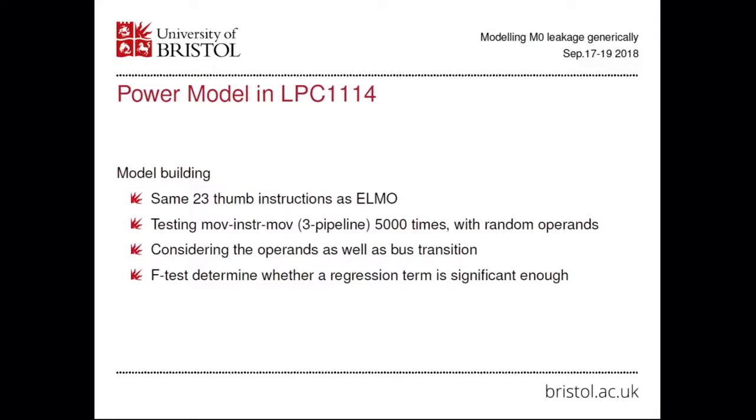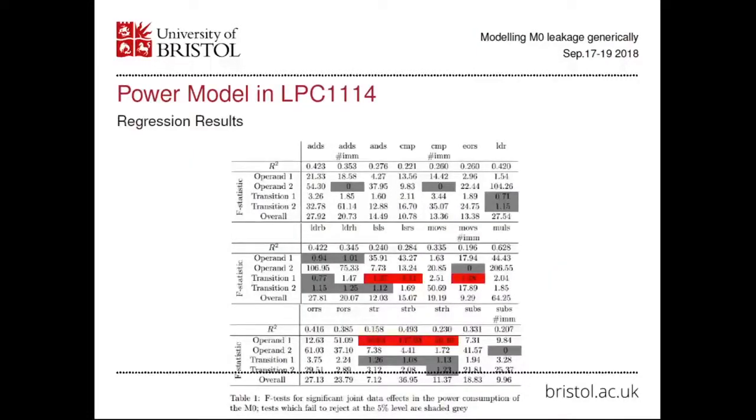So the first thing I did is replicate what we did in our previous experiments in ELMO. So we tested 23 basic ARM instructions, with the move instruction and move triplets, with all the operands using random numbers. In our leakage analysis, we consider both the operand and the bus transition, which is much more accurate than the generic assumption like the Hamming weight or Hamming distance model. And our regression result is as this. Here, all the gray boxes stand for factors that don't really matter in the leakage. And what you need to look at is the red box.